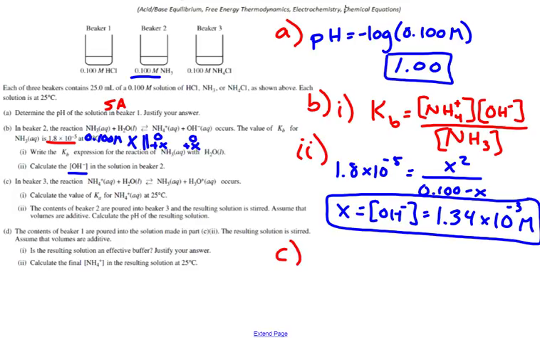Letter C. In beaker 3, so they keep moving down the table here. You have ammonium with water and ammonia and hydronium ion. I, calculate the value of Ka, and then double I, the contents of beaker 2 are poured into beaker 3 and the resulting solution is stirred. Assume that volumes are additive. Calculate the pH of the resulting solution.